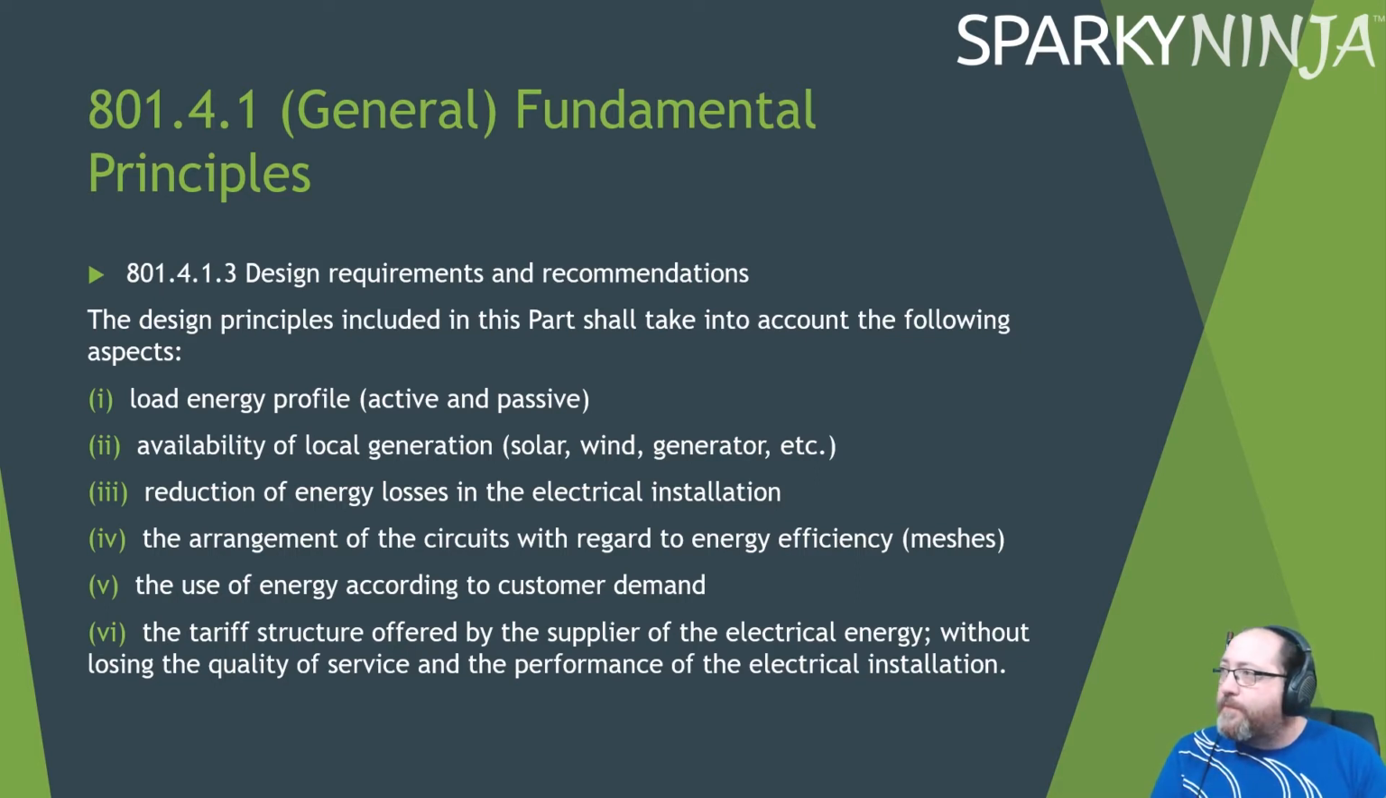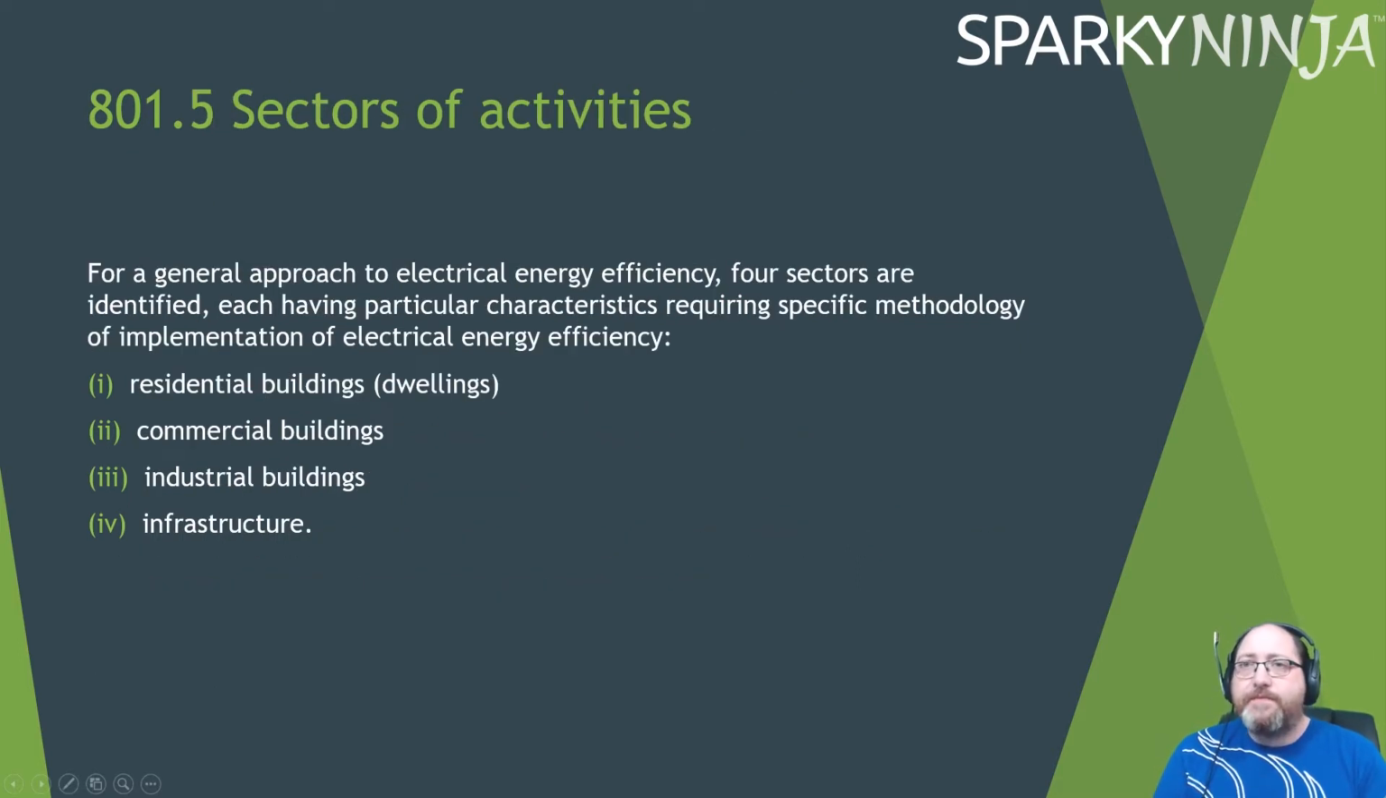Alright, sectors of activities. For a general approach to energy efficiency, 4 sectors are identified: residential, or buildings, dwellings; commercial; industrial; and infrastructure. These have to be recognised separately because they have different characteristics. For example, with residential, we've already mentioned that the complicated scope isn't really needed here. So a proof document L will tell us, no larger than X wattage external floodlights and X percentage of the luminaires must be X wattage and all this stuff.